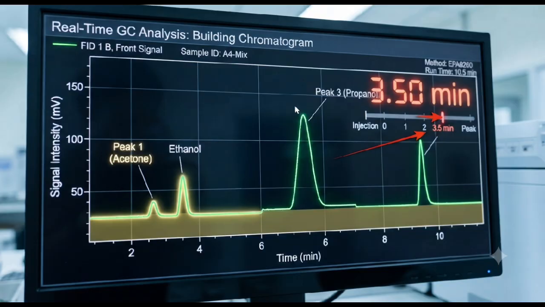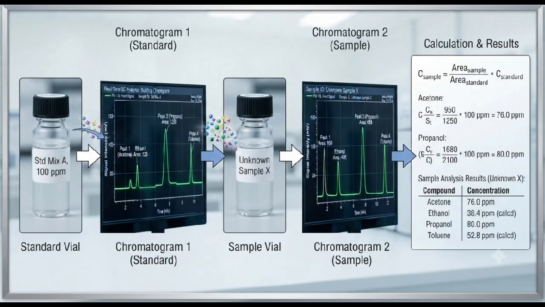How does quantification work? GC is not only about identifying compounds, it can also be used for quantitative analysis. The detector produces a response for the analyte, commonly evaluated using peak area. In a quantitative method, the sample response is compared with an appropriate reference standard, internal standard, calibration curve, or other calculation approach specified by the validated analytical procedure.